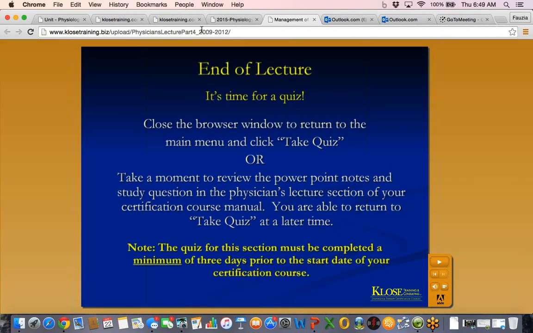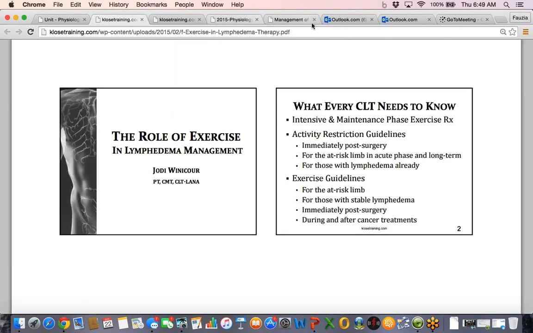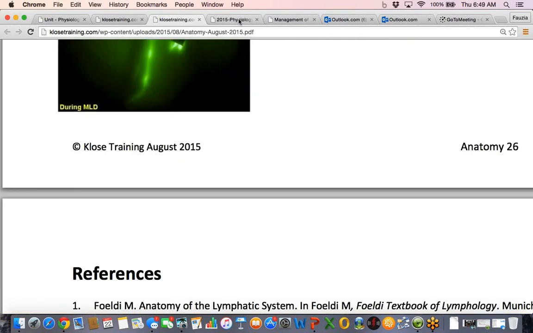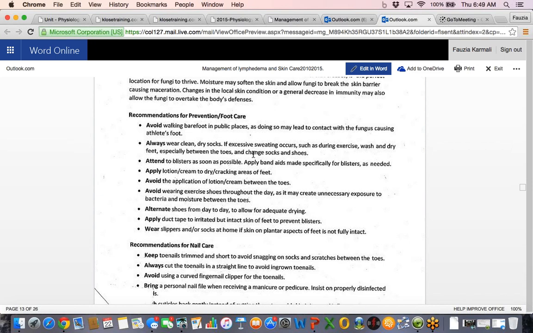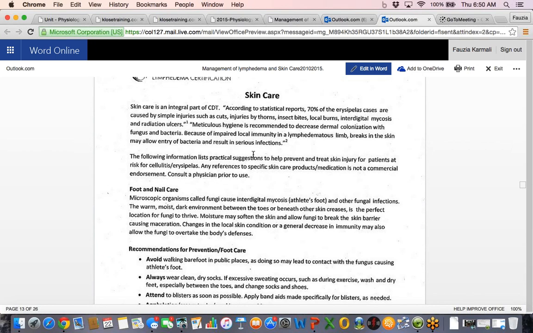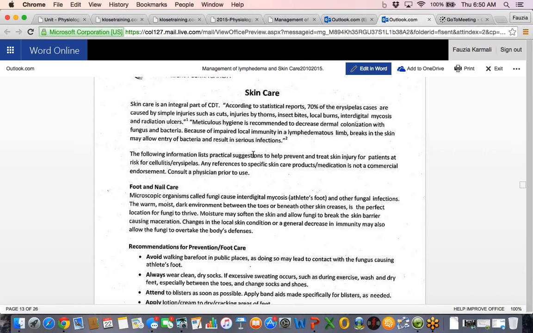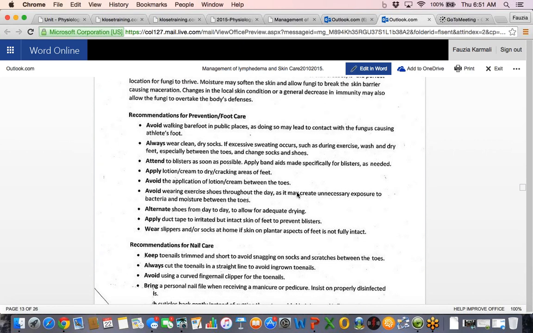So we'll just really quickly look in your handout for a second here. Any questions so far? So Rick, in your handout, I added some skin care at the back. That's very important to talk to the patient about as part of CDT. And we just talked about some footwear.